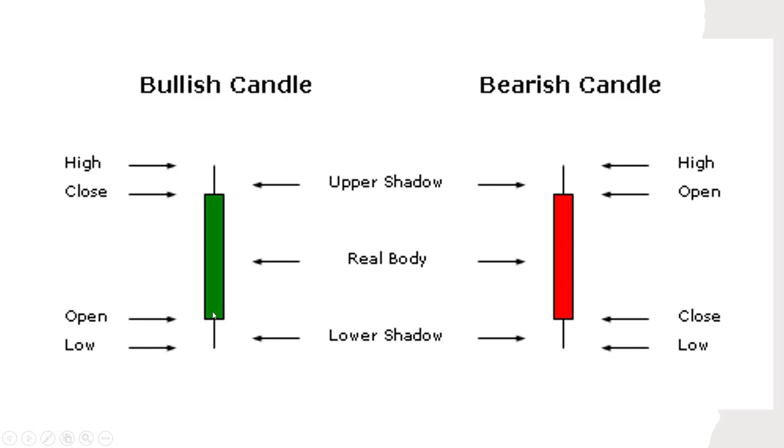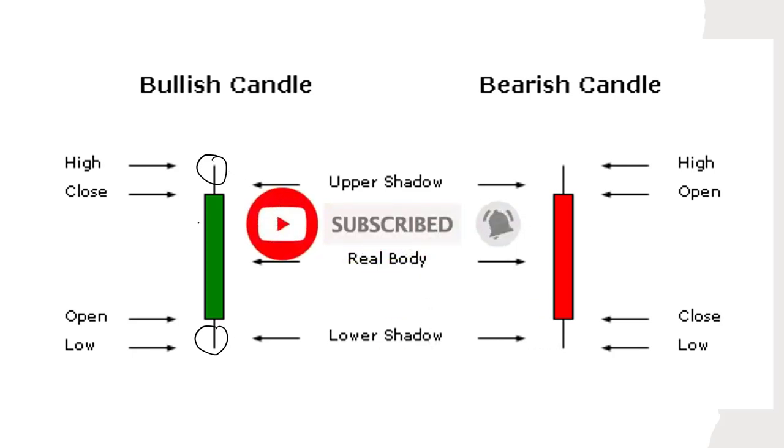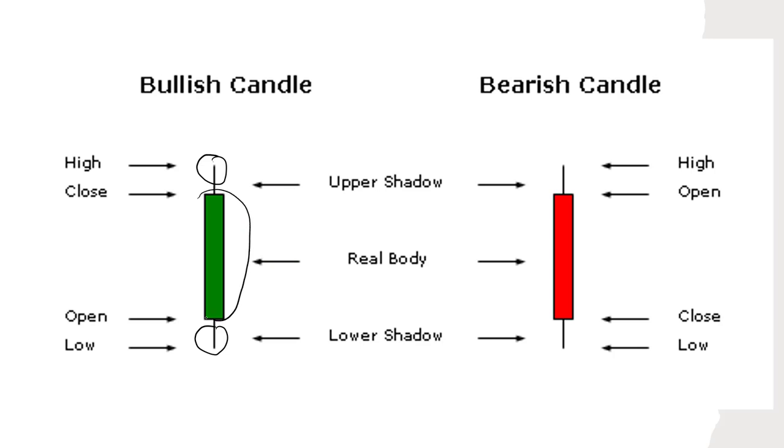The reason why it is called a candle is that it has a body and a wick. This line under the green candle, and this line at the top above the candle, is what we call the wick or shadow, or some people call it the tail. This long thing here is what we call the body of the candle. It's the same for the bearish candle too. Let's take a look at how this candle is really formed.